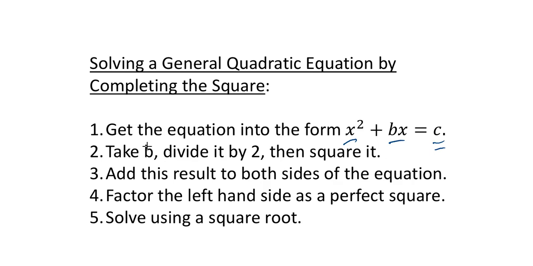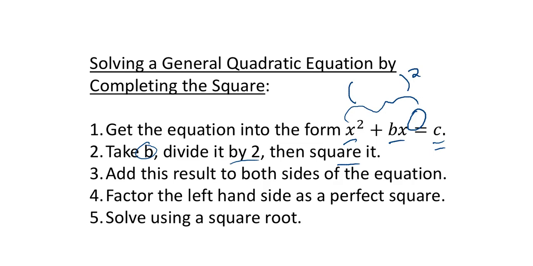Then you take b, divide it by 2, and then square it, raise it to the second power. This is going to tell you the magic number that you need to add here so that this will factor as a perfect square. So it will factor as one thing raised to the second power.